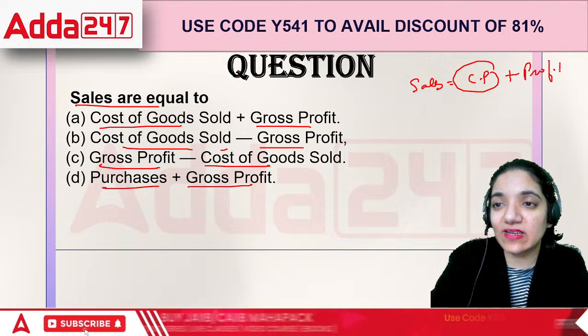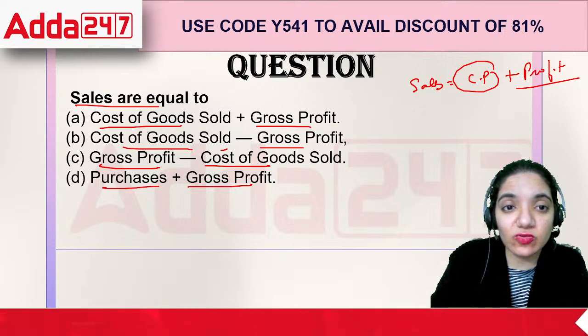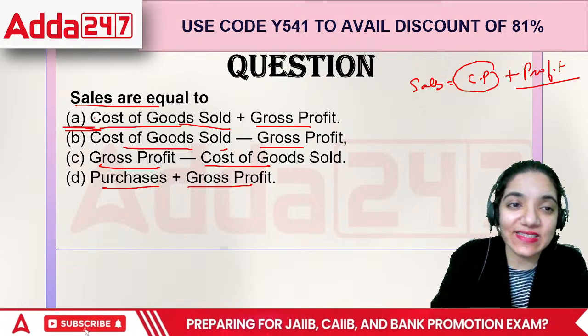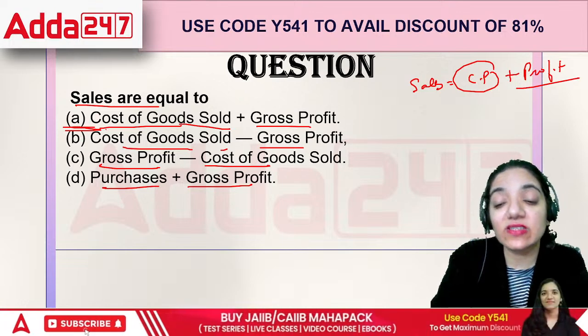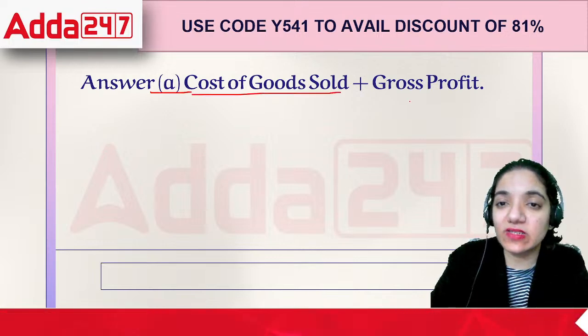Now we cannot sell it at par. So that means we sell it at a profit. So it would be cost of goods sold plus GP. That is something which we'll define as sales. So sales are equal to COGS plus GP. So the correct answer is A, COGS plus GP.